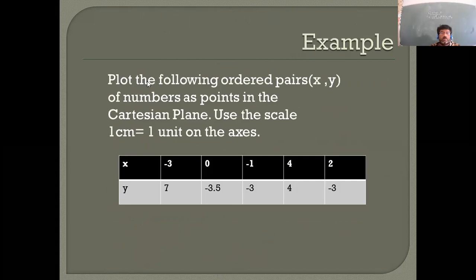Now one example: plot the following ordered pairs (x, y) of numbers as points in the Cartesian plane. Use the scale 1 centimeter equal to 1 unit on the axis. The points are (-3, 7), (0, -3.5), (-1, -3), (4, 4), (2, -3). How can we plot these?